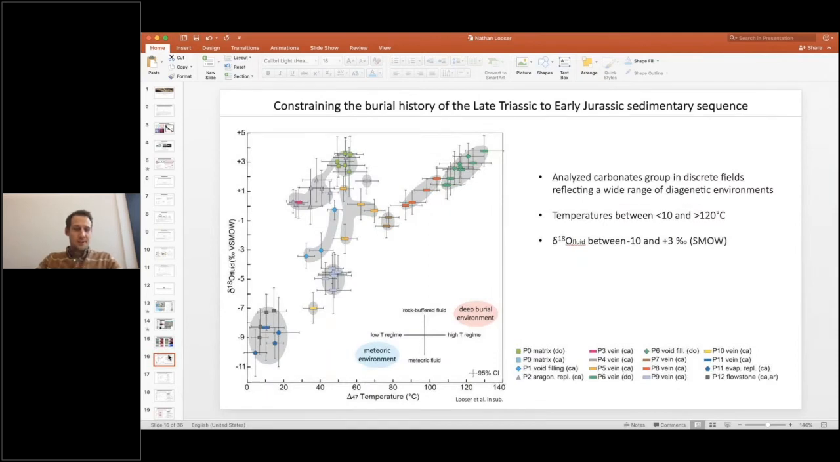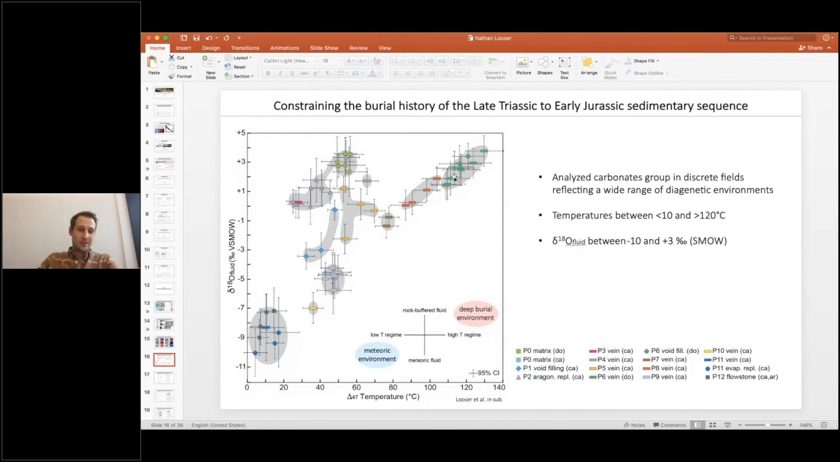Okay, so in total, we have 12 generations of different cements that we could separate based on relative age constraints, based on uranium-lead dating, based on cathodoluminescence, and based on clumped isotopes. So on the left side here, you see a plot showing the oxygen isotope composition of the precipitating fluid, and on the x-axis, the delta 47 temperature.